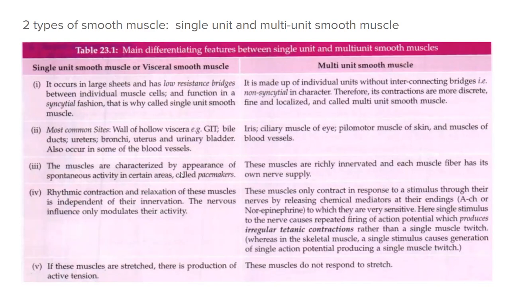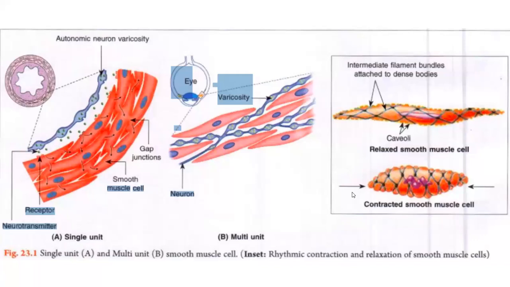There is a constant electrical activity and a baseline tone that is maintained in these GI muscles. So to say, they are almost at a contracted state. If these muscles are stretched, there is production of active tension. These muscles do not respond to stretch, but that's basically what's mentioned here.